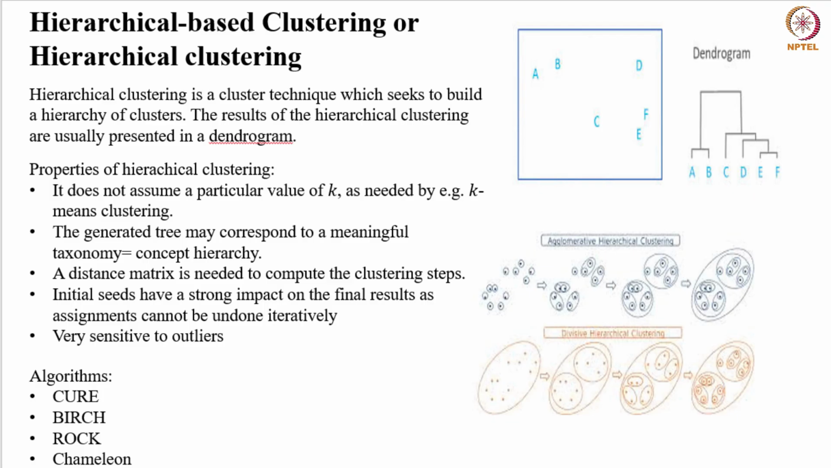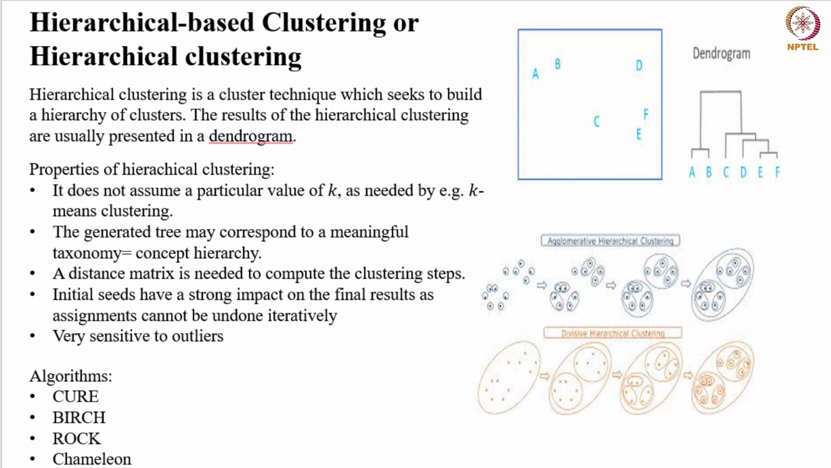Initial seeds have a strong impact on the final results, as assignments cannot be done iteratively. So in a way, this algorithm is more sensitive to the kind of local decisions taken during the process. Actually, this technique is also very sensitive to outliers.